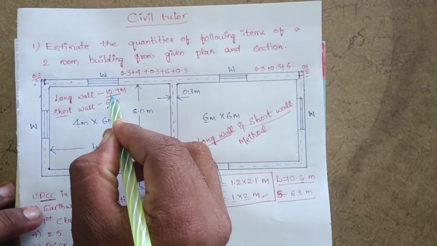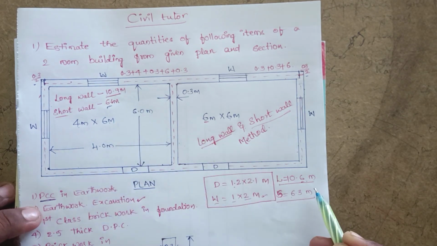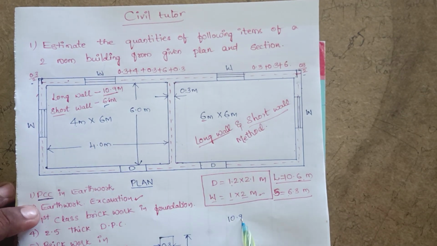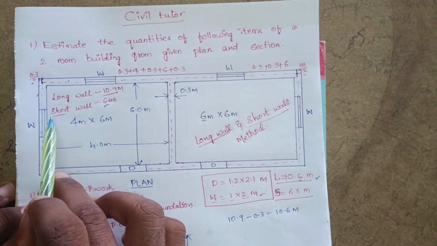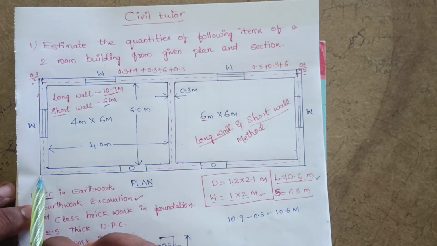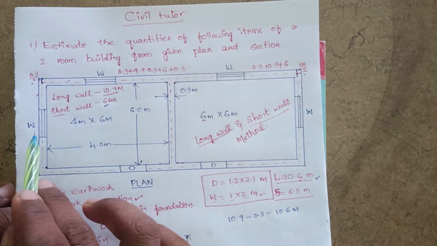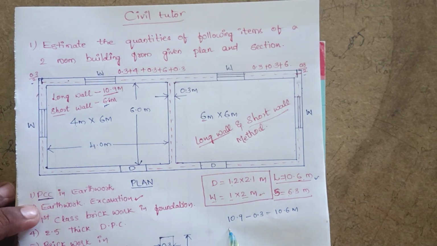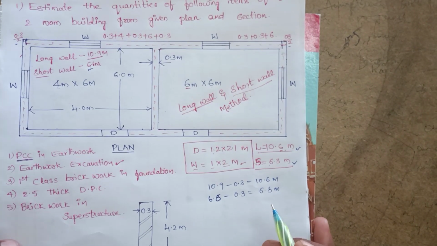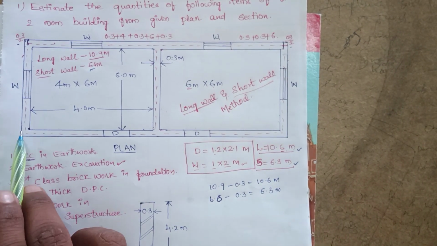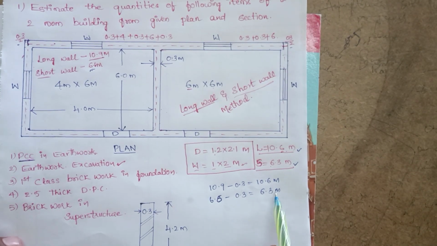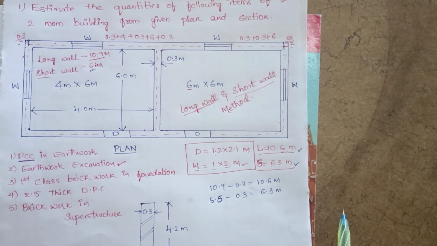The overall length is 10.9 meters, and the center line length after reducing is 10.9 minus 0.3, which is 10.6 meters. As well, for the short wall, the outer length is 6.6 meters. After reducing 0.3 from that, for calculating the center line length of the short wall, 6.6 is the overall length and 0.3 is the outer side width of half two walls, which gives 6.3 meters. These are the center to center line lengths of the long wall and short wall.